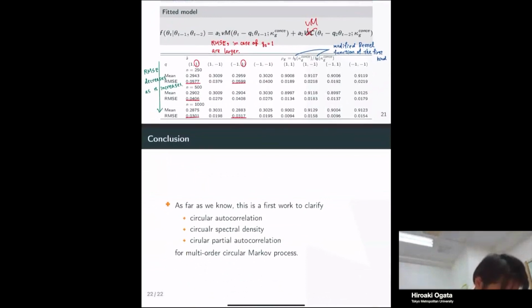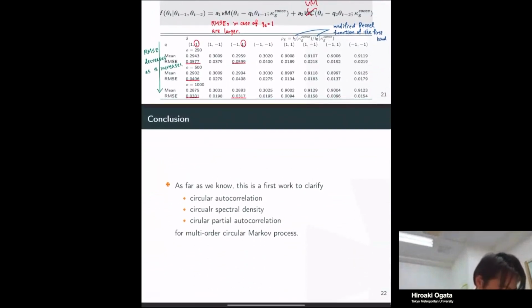So, the conclusion. As far as we know, this is the first work to clarify the circular autocorrelation, circular spectral density, and circular partial autocorrelation for the multi-order circular Markov process. And we give the results on the asymptotic properties of the maximum likelihood estimator.